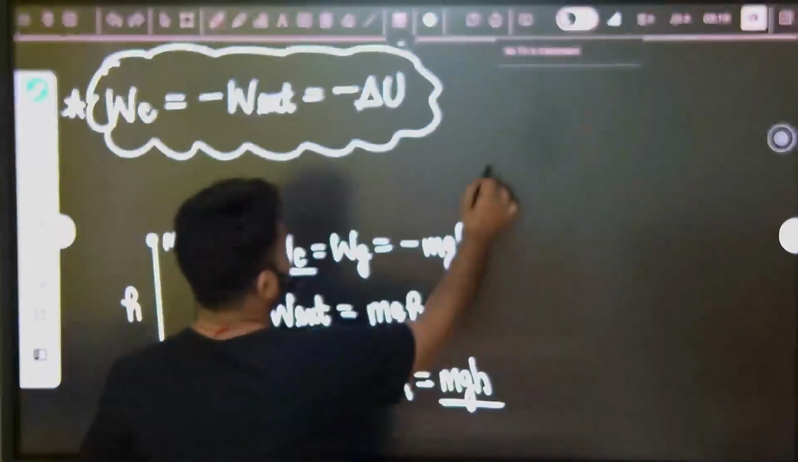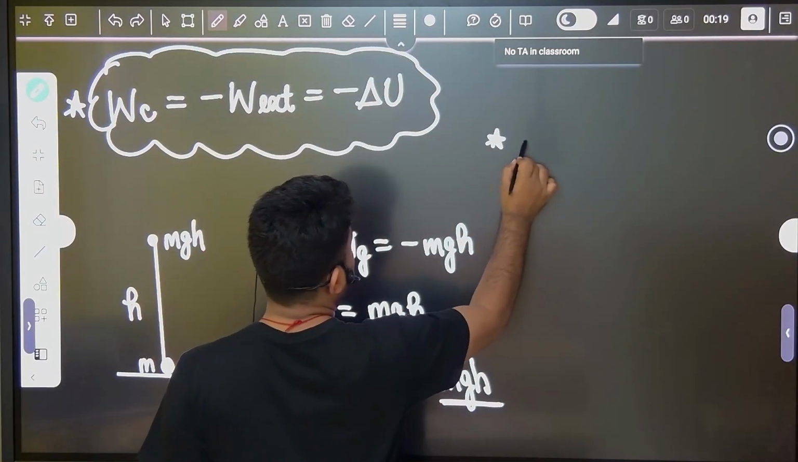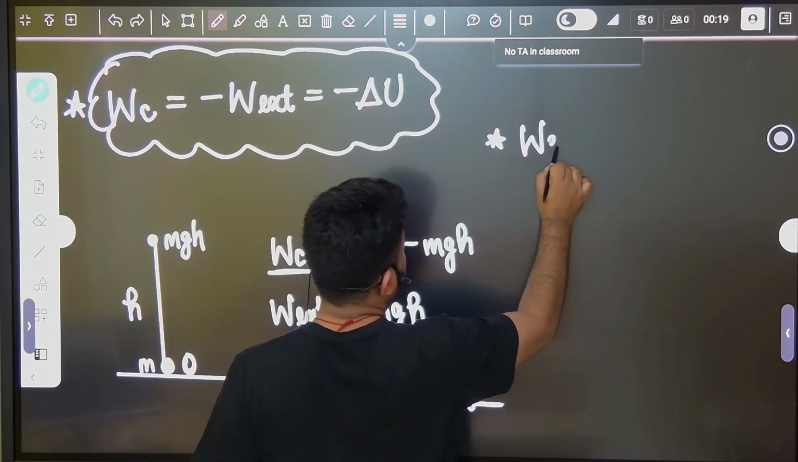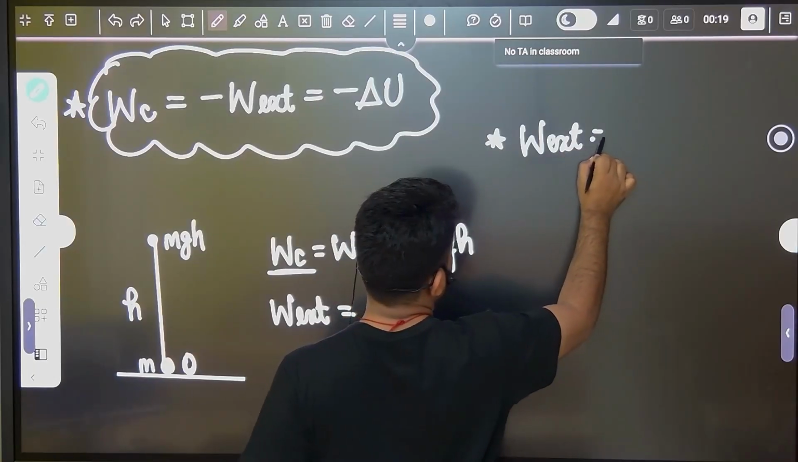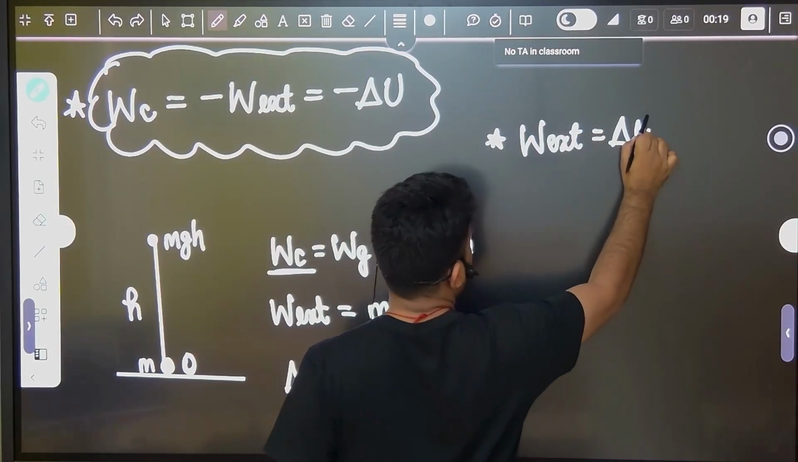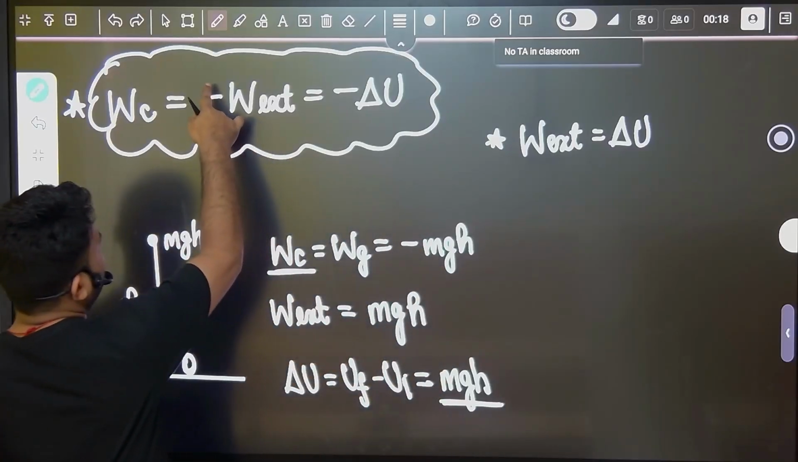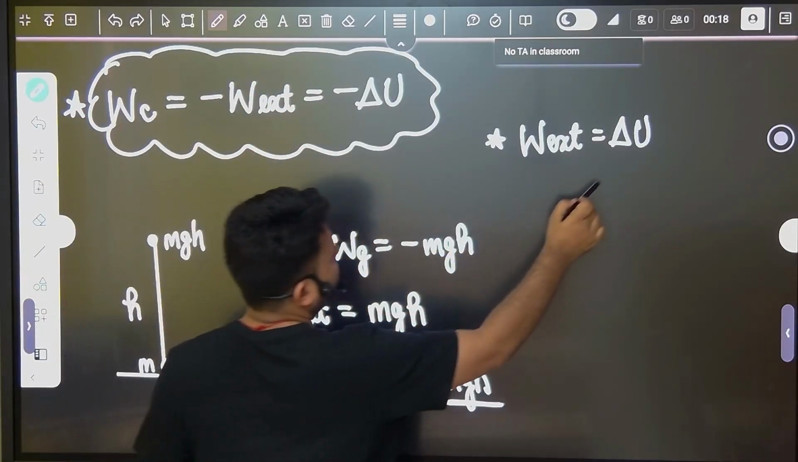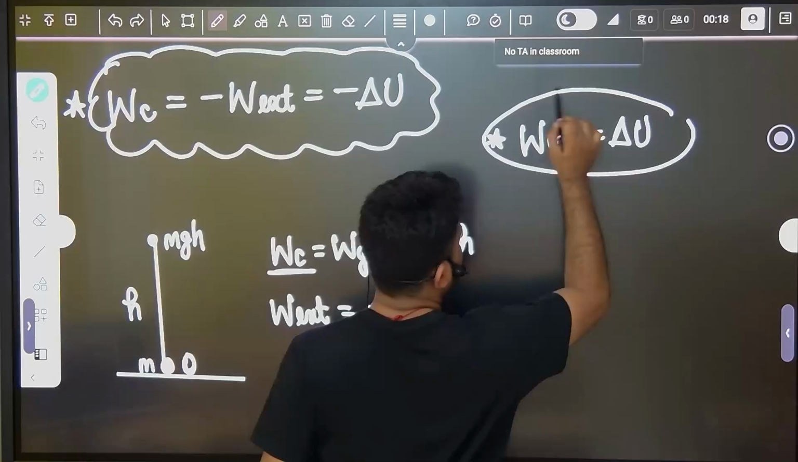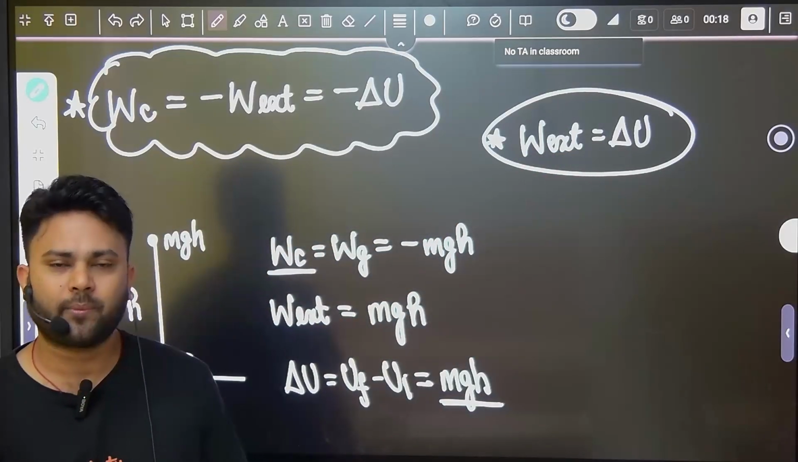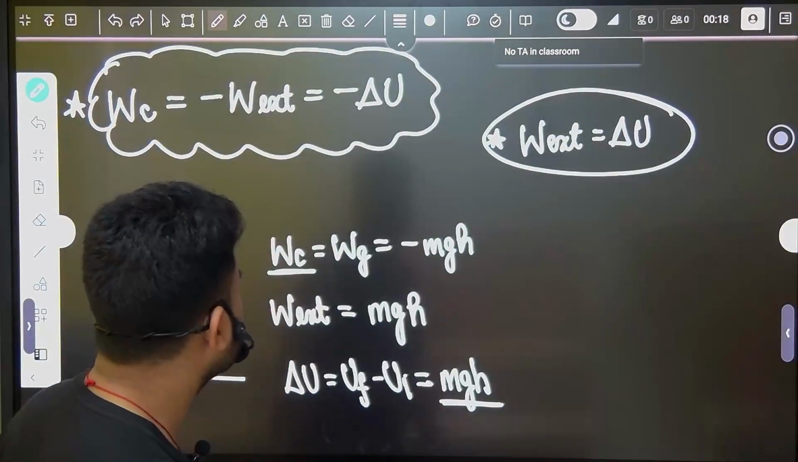So we can write this also, that work done by external agent equals change in potential energy. See, work done by external agent mgh, change in potential energy mgh. I think we can cancel minus and the same thing will come. So this is also very important.